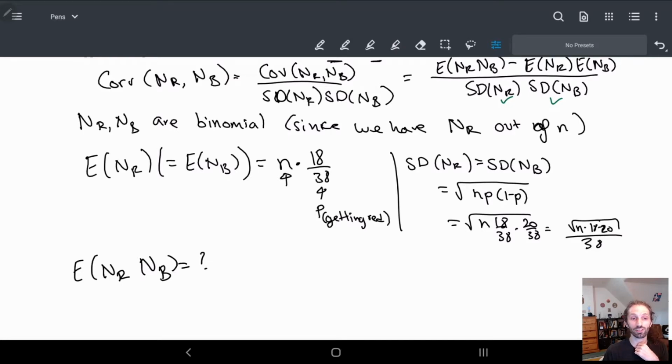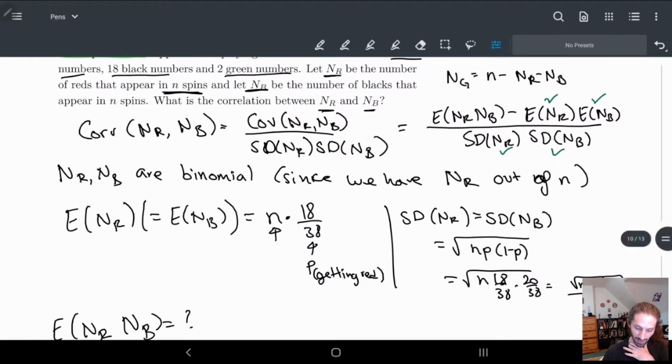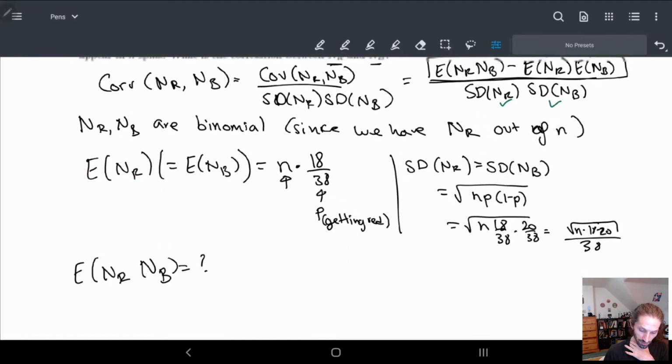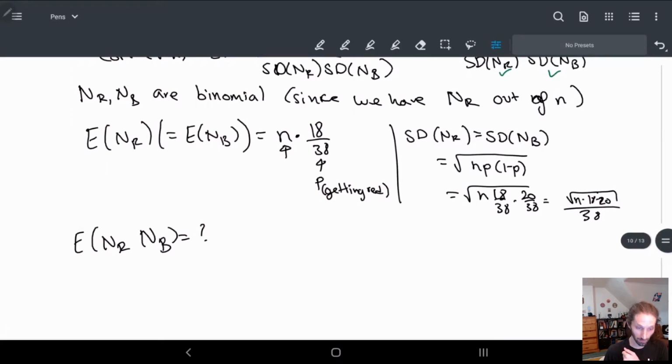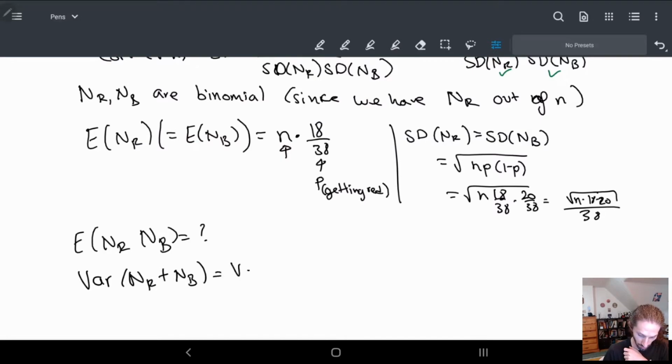but there's actually a second way around this, right? We don't really need to solve this. We just need to calculate the covariance. Well, there's another way of looking at this. Remember that the variance of NR plus NB is just the variance of NR plus the variance of NB plus 2 times the covariance of NR and NB.